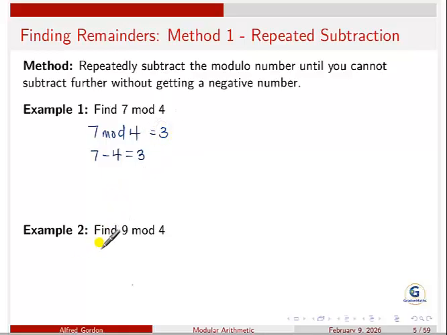Also here we have 9 mod 4. We can see that 9 minus 4 will give us 5. But here we have the chance to subtract again. So 5 minus 4 is equal to 1. But you see, subtracting 4 again from 1 will give us a negative. So it means that 9 mod 4 gives us a remainder of 1.